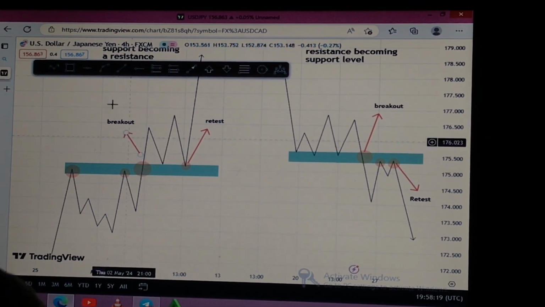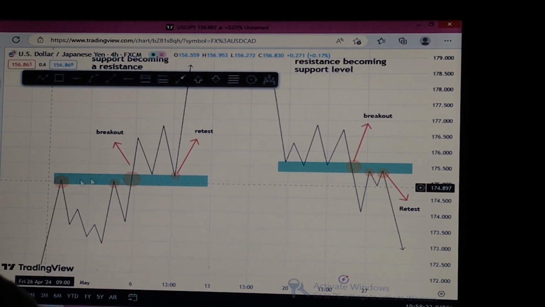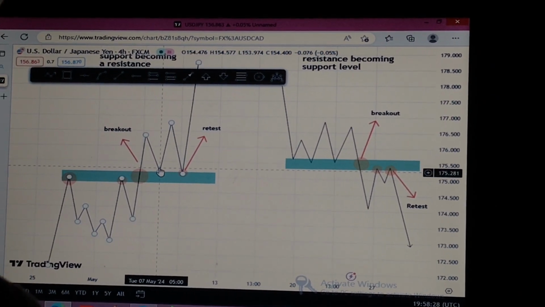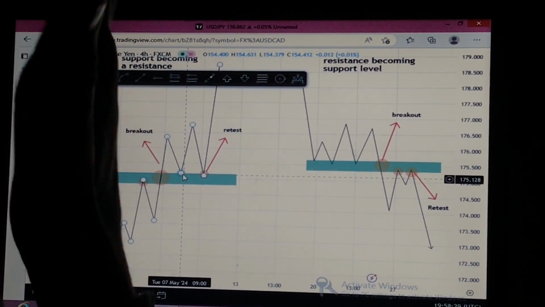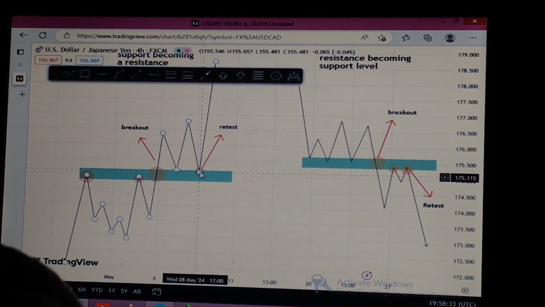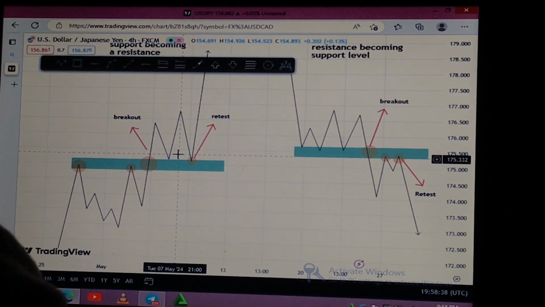As you can see right here, it didn't reject as we thought it would. It broke out. This is a breakout. It broke our support level, and then came back to retest this area. It pushed up and came back to retest and gave us some sort of a double bottom. That's when we confirm, okay, now the market is going to push up.